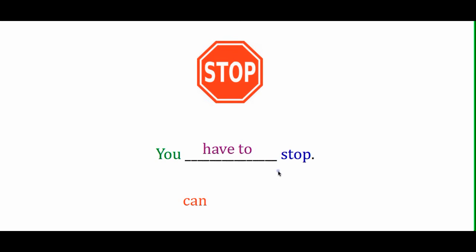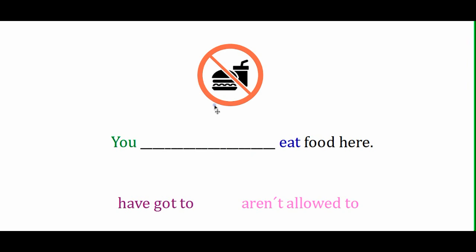Okay, it's obligatory. And in our final example, we have another sign, and it has a red line through a burger and a drink. So does this mean it's an obligation to eat food here or a prohibition? Well, obviously it's a prohibition. So you would say you aren't allowed to eat food here.